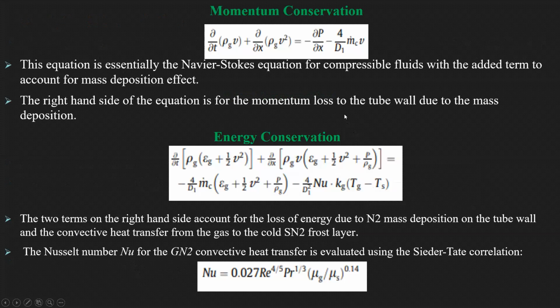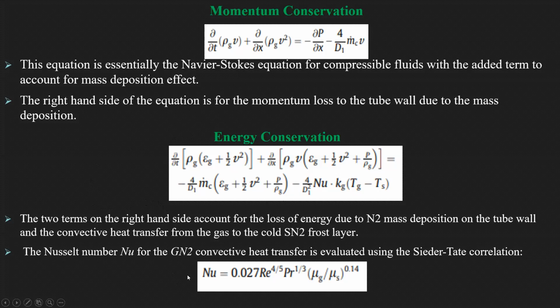For the momentum conservation, this equation is essentially the Navier-Stokes equation for a compressible fluid with an added term to account for the mass deposition effect. The right-hand side of the equation is for the momentum loss to the tube wall due to the mass deposition. For the energy conservation equation, the two terms on the right-hand side are for the loss of energy due to the nitrogen mass deposition on the tube wall and the convective heat transfer from the gas to the cold solid nitrogen frost layer.